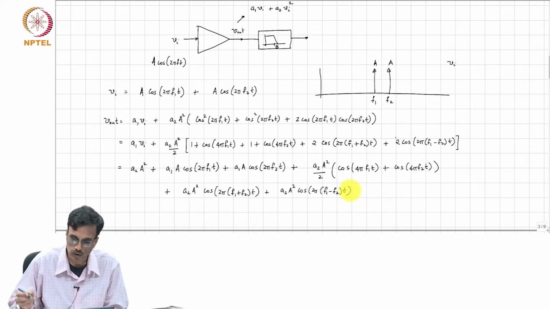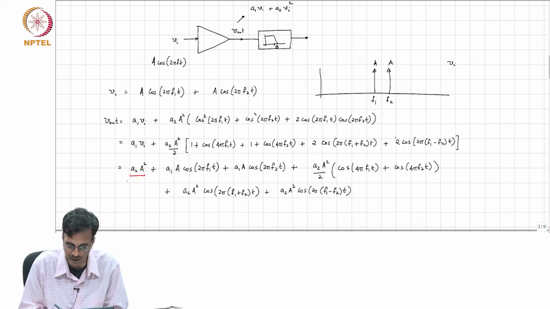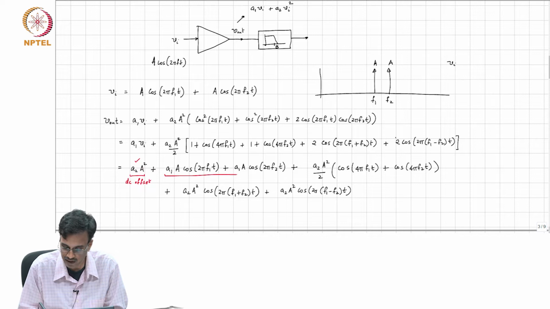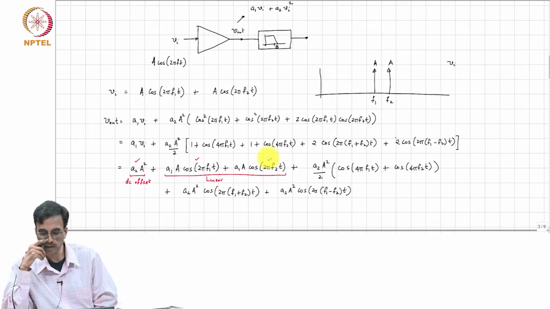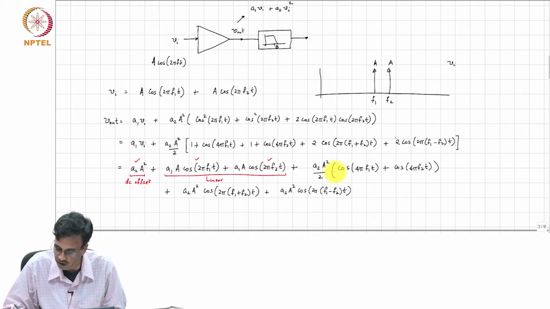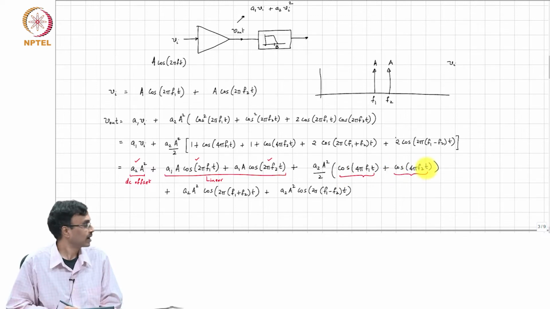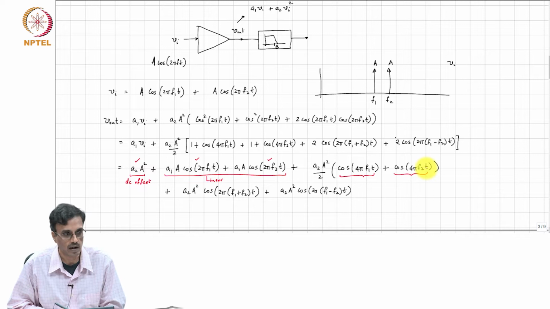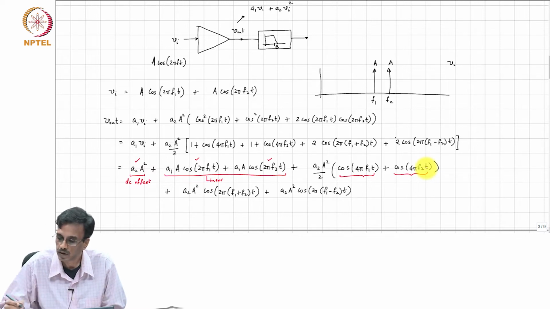All right. So, let us go term by term and see if it makes sense. Well, this is the DC offset. We have seen why this makes sense. These are of course the linear terms, and we know obviously why these make sense. What are these terms? Yes, the second harmonic of the two tones.